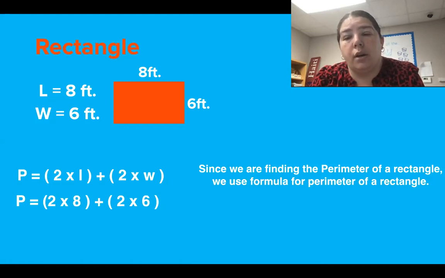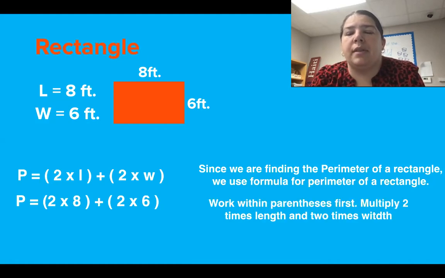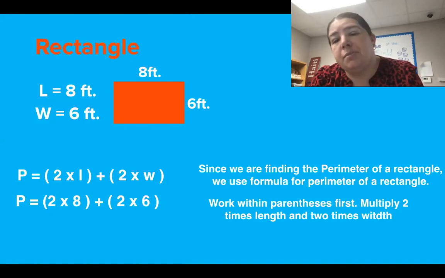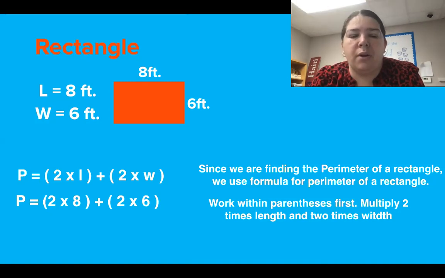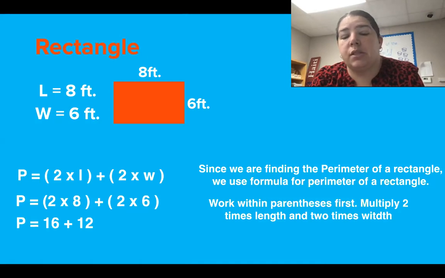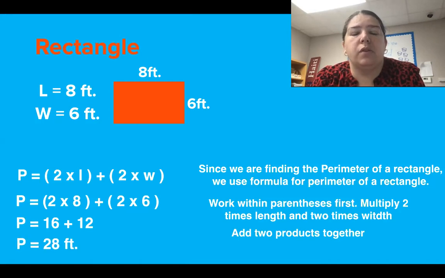Okay, here's the trick. Remember, we have taught you this before. Do what's in the parentheses first. We multiply 2 times 8 and then 2 times 6, and then we add them together. Okay, don't say 2 times 8 plus 2. We need to multiply what's in the parentheses first. So 2 times 8 is 16, 2 times 6 is 12, and then we add them together. 16 plus 12 equals 28. Very good.